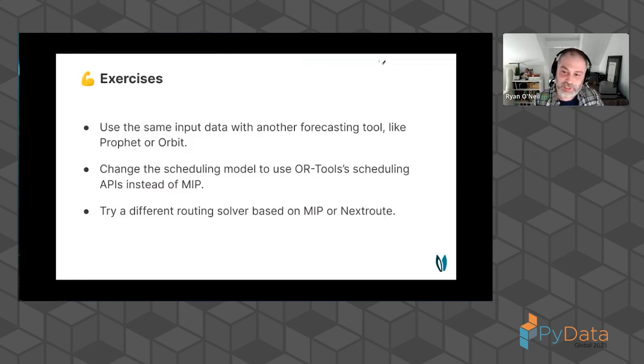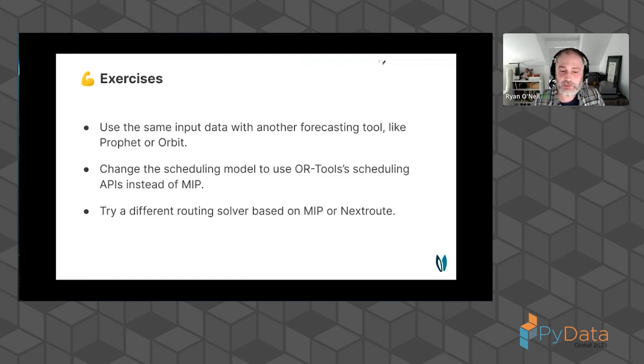I also included some exercises that I thought were interesting. If you really want to go deep here, you can use the same input-output data with a different forecasting tool, like Prophet. Uber, I think, released one called Orbit recently. There's also Sarimax and things like that. So it's interesting to compare these. One size does not fit all for forecasting. Another good exercise would be to change the scheduling model to use OR-Tools' APIs instead of a mixed integer program and just see how that works and what it does.